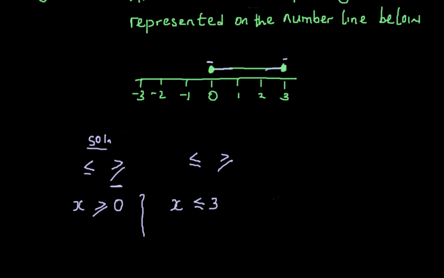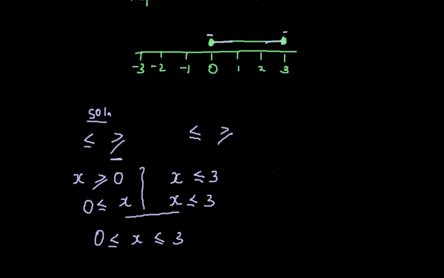Now to join these two inequalities together, the letter must be at the middle. So if x is greater than or equals to 0, it means that 0 is less than or equals to x. Do you understand? And this side we still have x is less than or equals to 3. Now the letter is in the middle, so we can join the inequalities together. We are going to be having 0 less than or equals to x less than or equals to 3. And this here is our answer. I hope you understand.